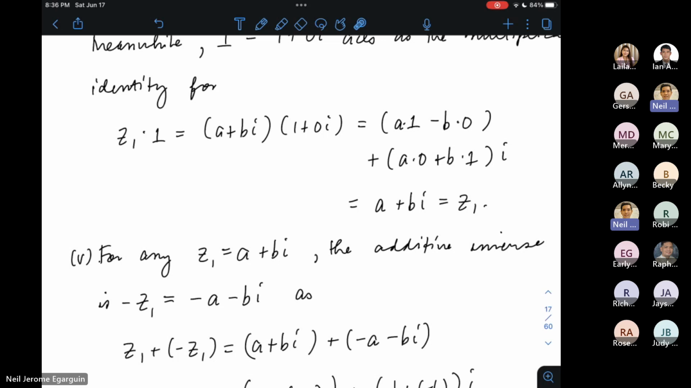What's your question, Rose? Identity or inverse? The multiplicative inverse and then the additive inverse, to establish uniqueness, it should be equivalent to 1. For example, for the multiplicative inverse, we should establish that it is equivalent to 1 so that we can say it is unique.